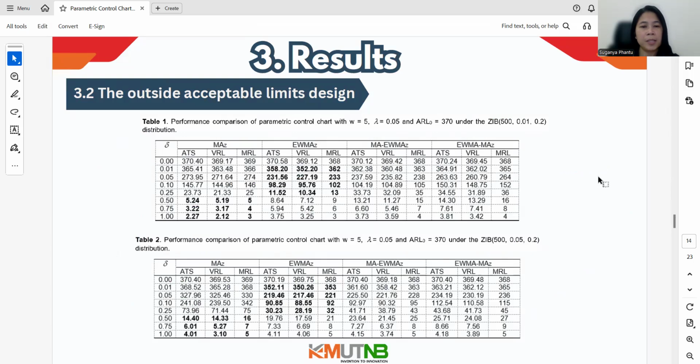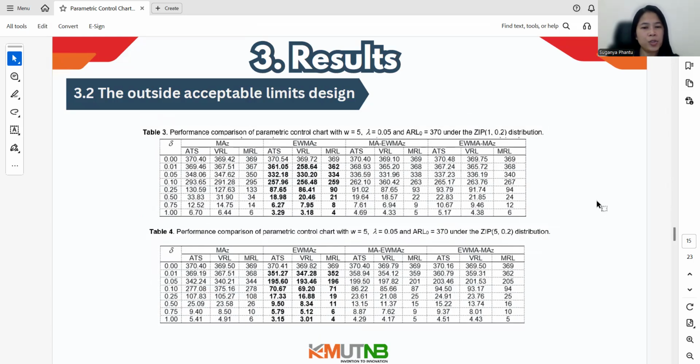This slide presents the results for the zero-inflated binomial distribution. Overall, the ELMA chart performs very well for small and moderate shifts because it can respond quickly to subtle changes. For large shifts, the MA becomes more competitive and can sometimes provide the lowest ATS. This means that for the ZAB process, ELMA is generally suitable when early detection of small change is important, while MA can be effective when the process shift is large.